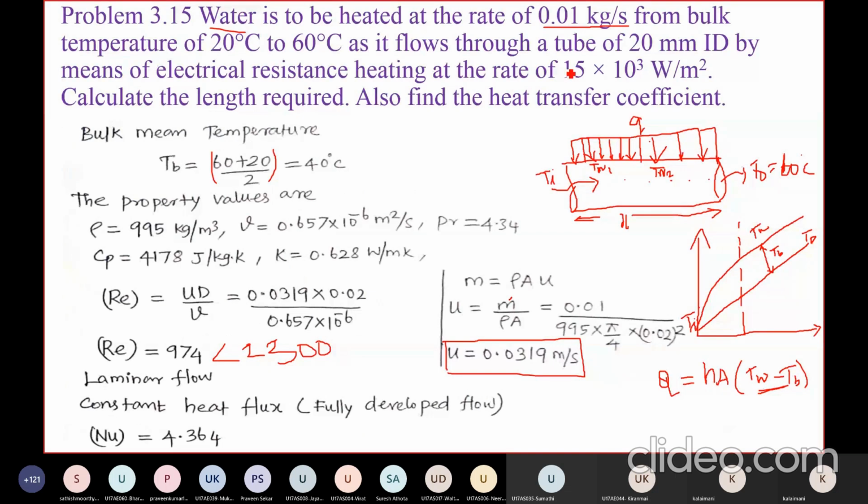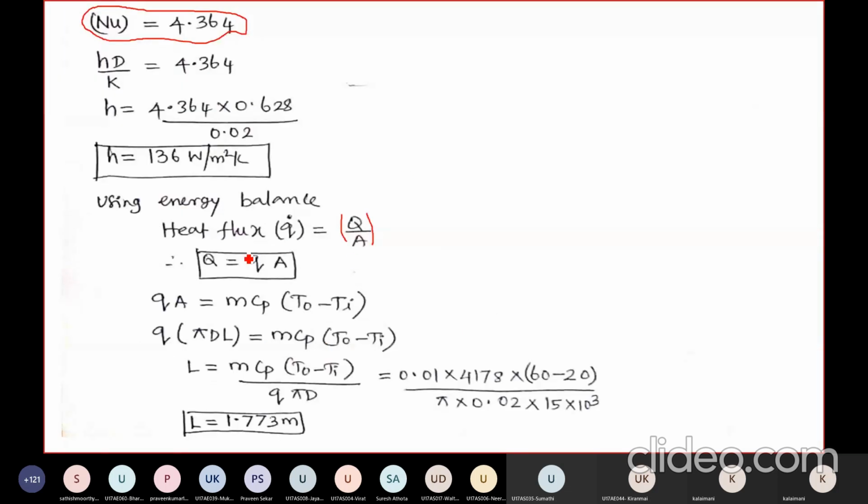What is the heat flux? 15 into 10 power 3 watt per meter square. This small q value is given. The heat transfer Q is equal to the heat flux into the area, that means q into area, where area is pi d L. The heat loss from the pipe must be equal to the heat gained by the fluid.